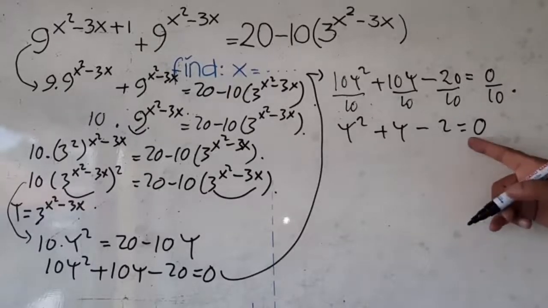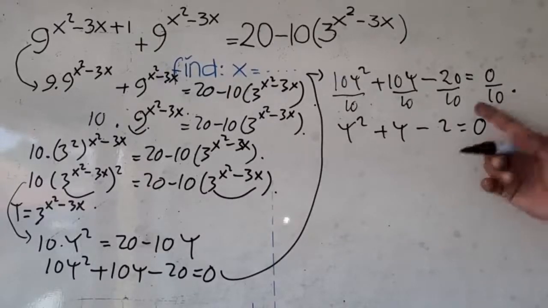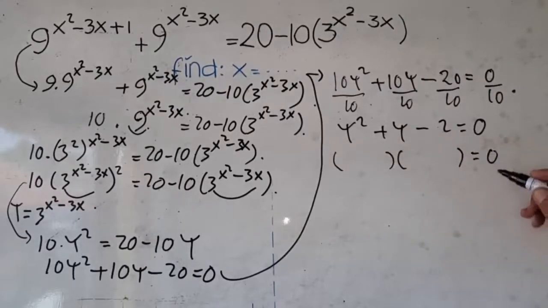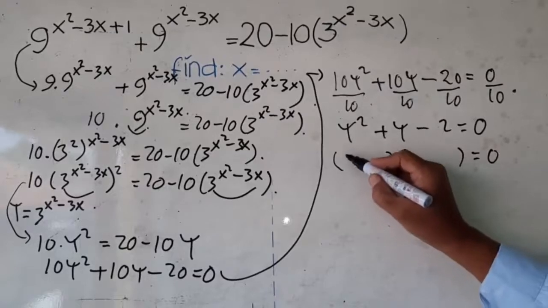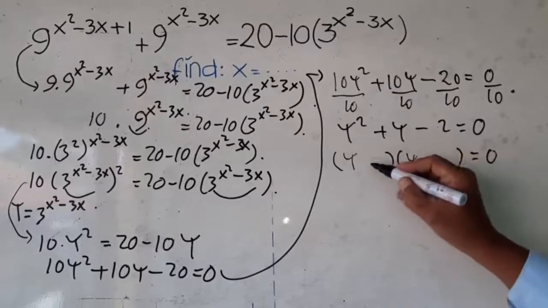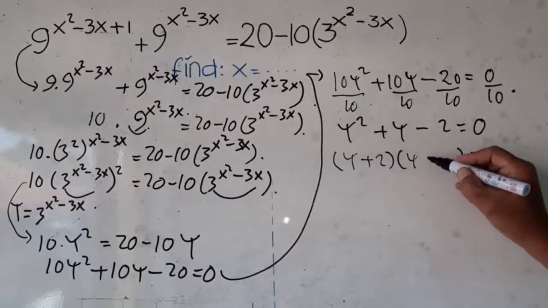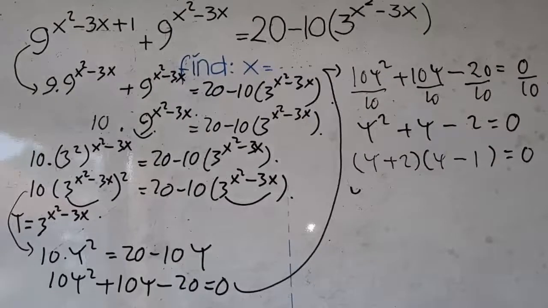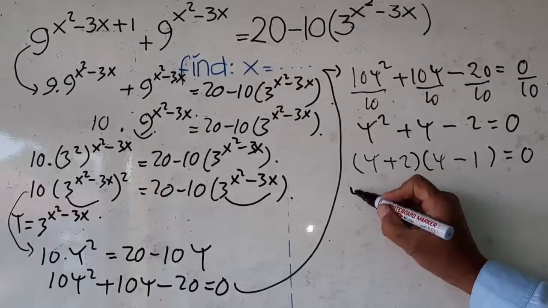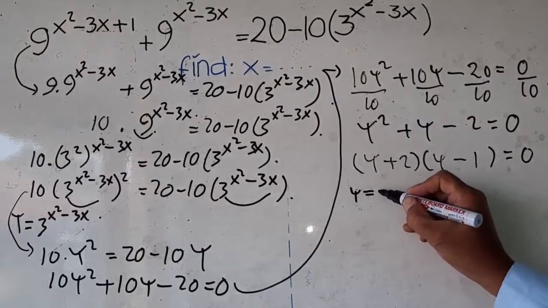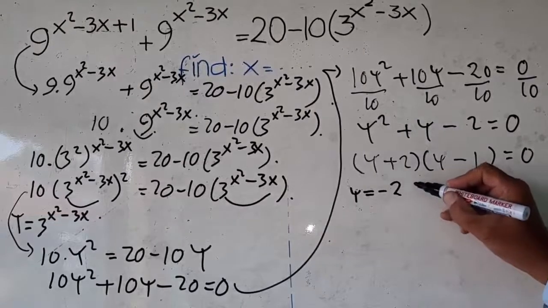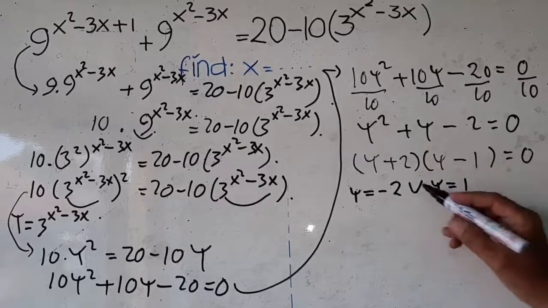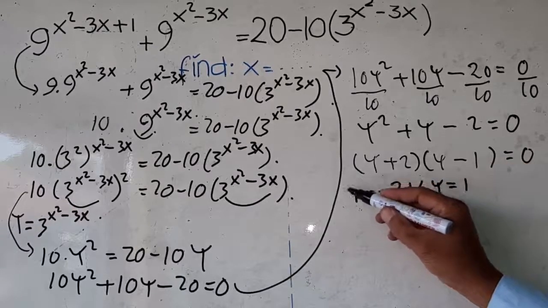This equation can be factored into y plus 2 times y minus 1. So y is equal minus 2 or y is equal 1. For minus 2 is no solution.